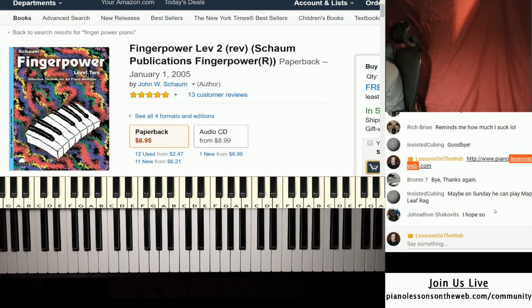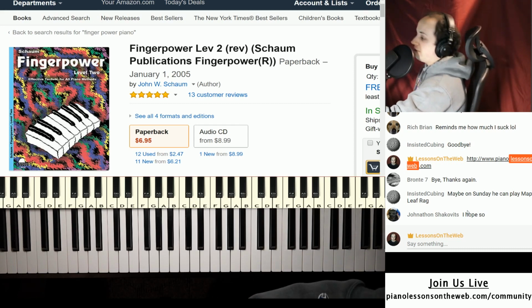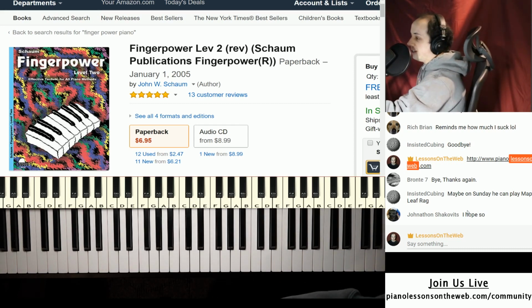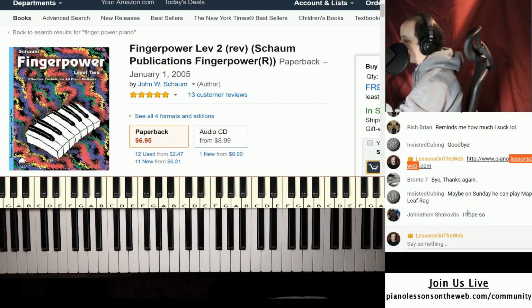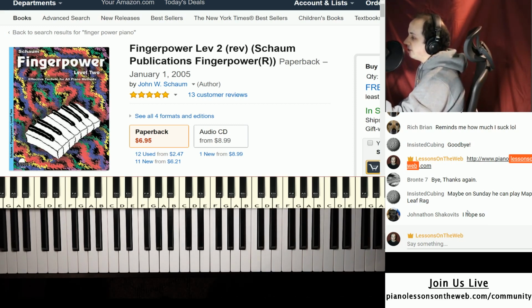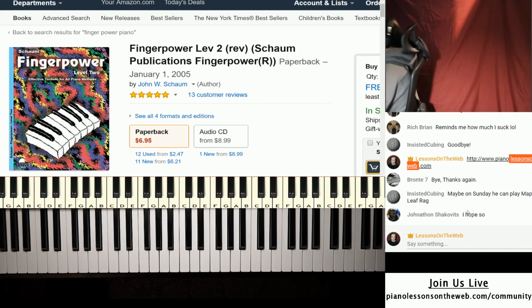Maybe on Sunday you can play Maple Leaf Rag. I will try. I'll try. It's been a while since I played that one. That one is a bit difficult, especially the full version, but maybe I can sneak out the first page or so for you. So remind me if you show up on Sunday, and I'll see if I can pull that up and play that. I don't think YouTube will flag my channel for that one.